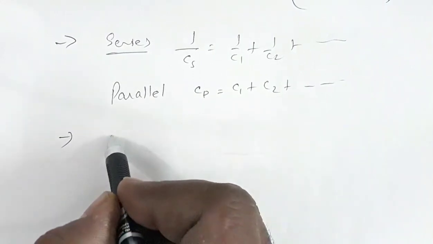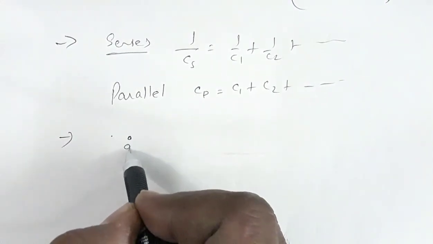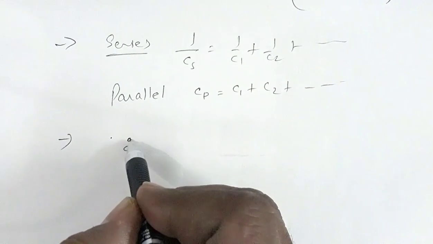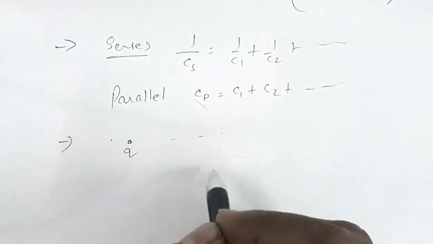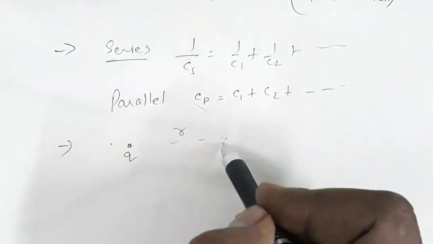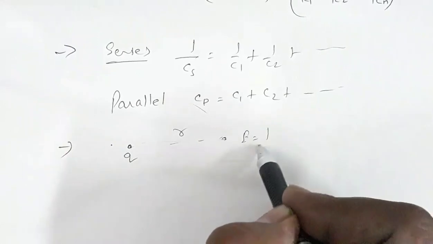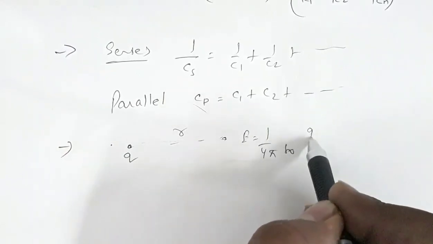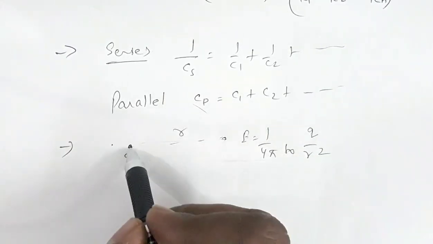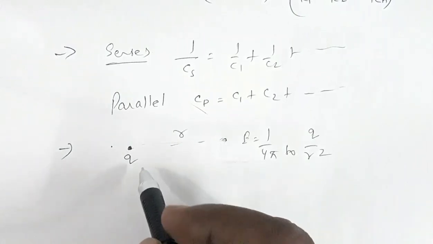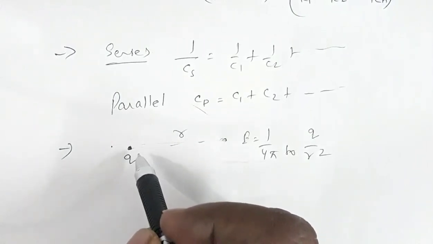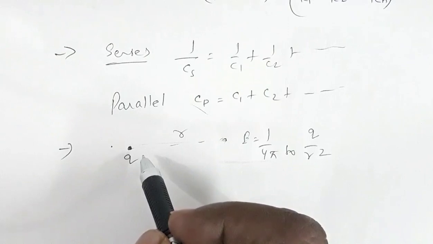Then some more features. For a point charge, the value of electric field everywhere you can calculate. At distance r, the value of electric field is E equal to 1 by 4 pi epsilon naught q by r square. But the value of electric field at the site of the charge is always 0.